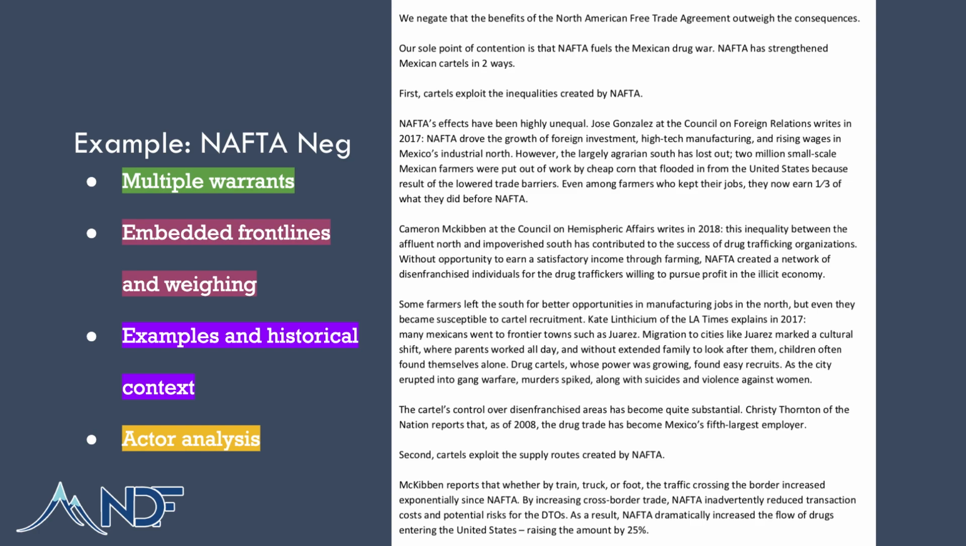We negate that the benefits of NAFTA outweigh the consequences. Our sole point of contention is that NAFTA fuels the Mexican drug war. NAFTA has strengthened Mexican cartels in 2 ways. Number 1, cartels exploit the inequalities created by NAFTA. NAFTA's effects have been highly unequal.